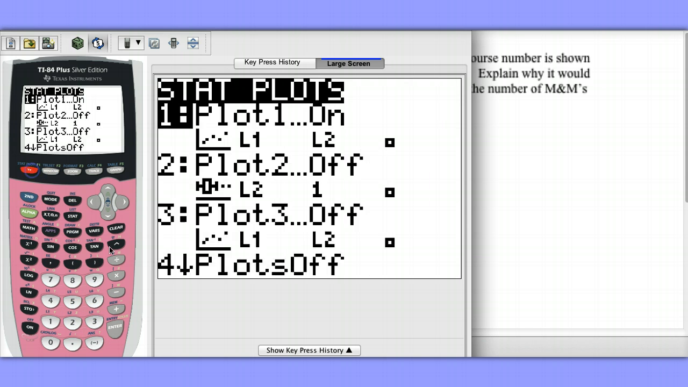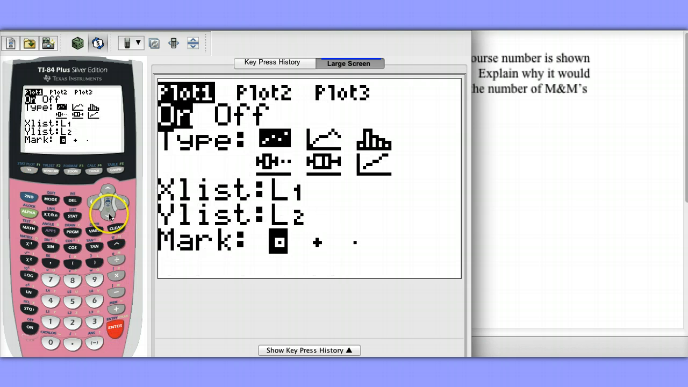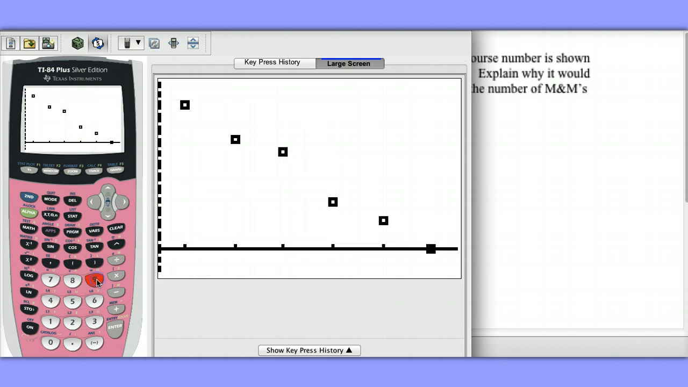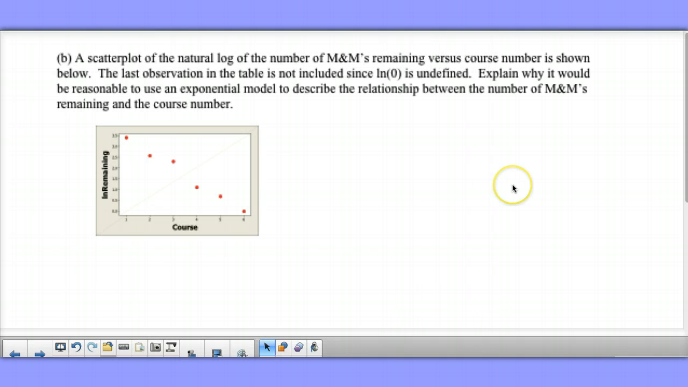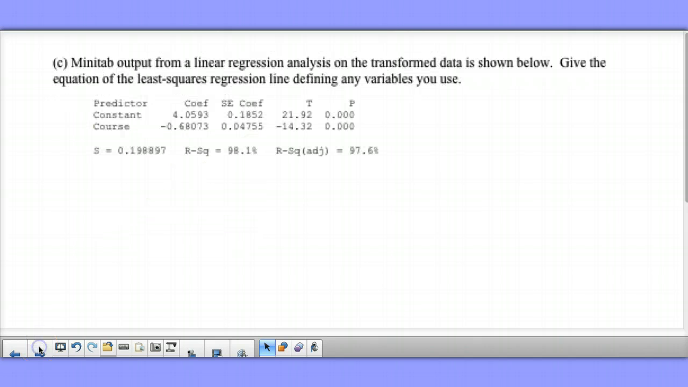Let's take a look at a scatter plot of the transformed data. That looks much more linear than what we had before, and actually that is what we have right here as well. So now it's much more linear than what we had before with the transformed data. All right, let's continue on looking at the notes. Here's the Minitab output from a linear regression that was done on the data, and notice our R-squared value is pretty high when we transform the data and we have natural log of remaining.